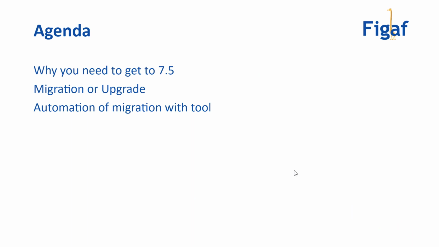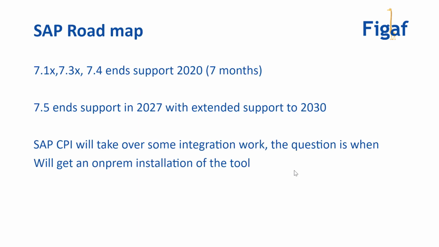So the first thing we want to cover is why do you need to upgrade to 7.5? Do you need to do an upgrade or migration? And then we'll cover the automation with the FIGAF tool. I guess there's no reason to hide that we're creating automation tools. So the SAP roadmap I just updated for this presentation.